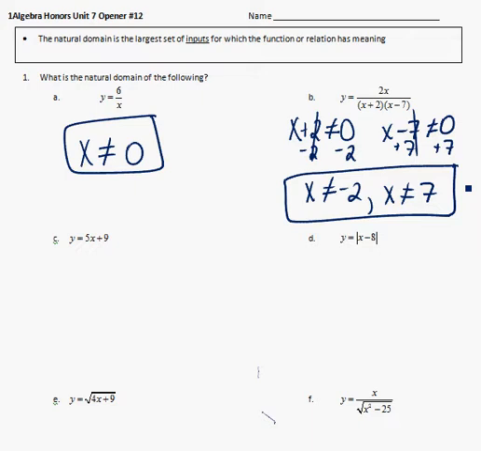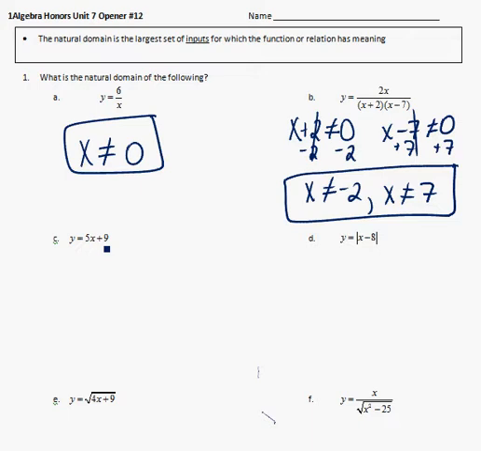As I move on to my next batch of functions, I see that the first one, y equals 5x plus 9, is just a linear function. I don't have any division like I had in the last problem. So again, I'm going to start by thinking, is there anything that I'm not allowed to plug in for x?